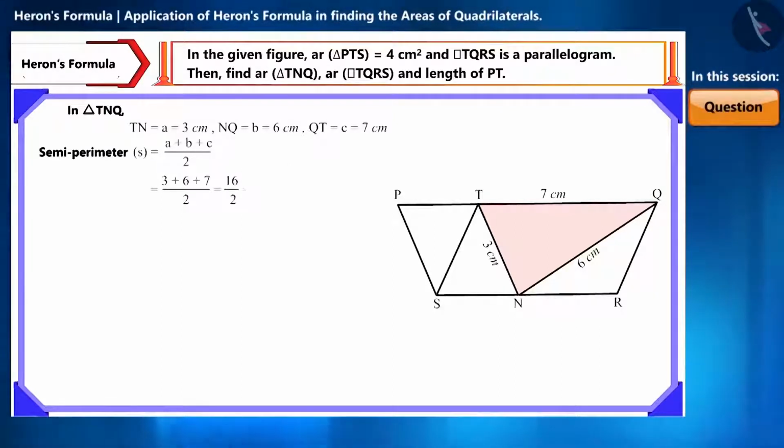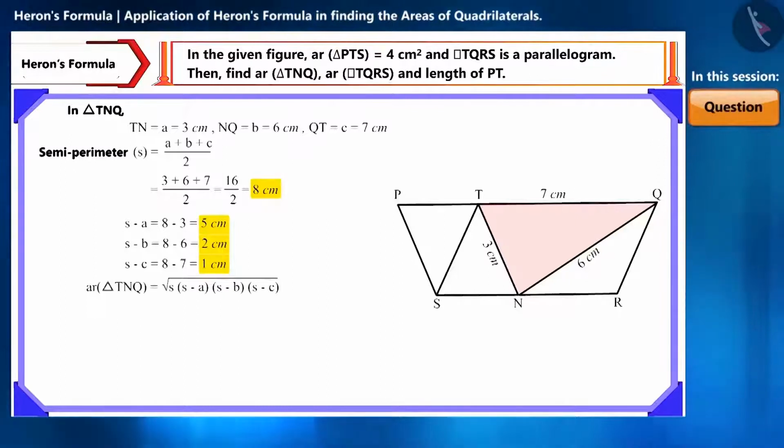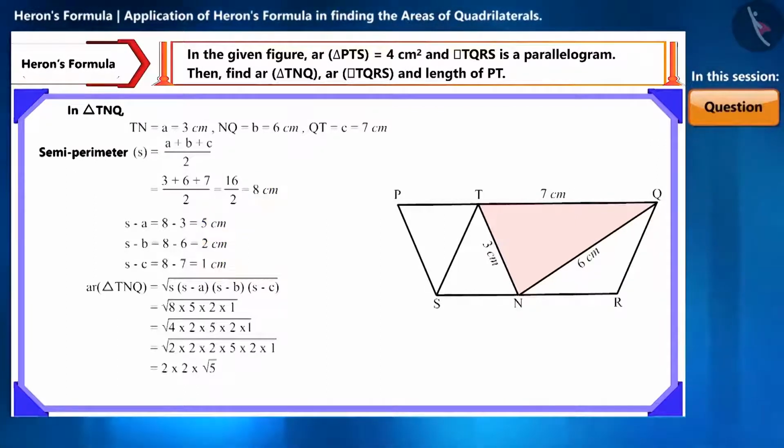We will obtain S as 8 cm here. Now, we will find the value of S minus A, S minus B and S minus C within brackets. Now, by substituting the values of all these in Heron's formula, we will solve it like this. And we will get the area of triangle TNQ as 4 root 5 square centimeters.